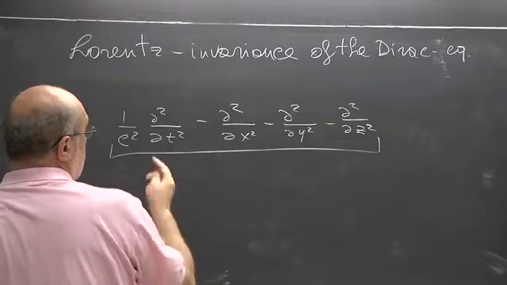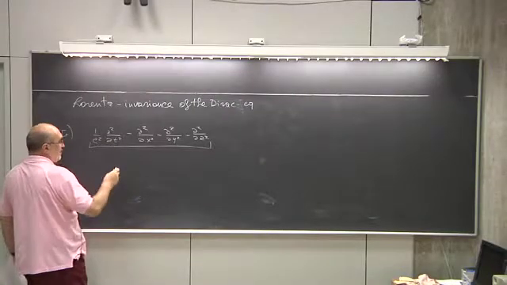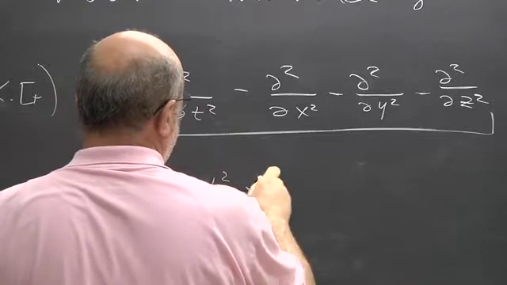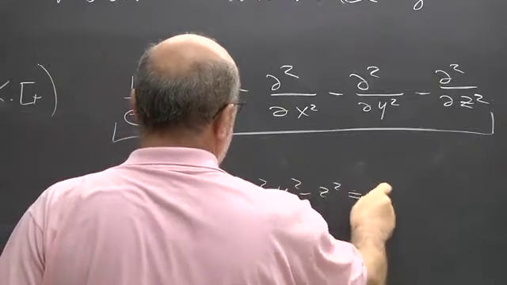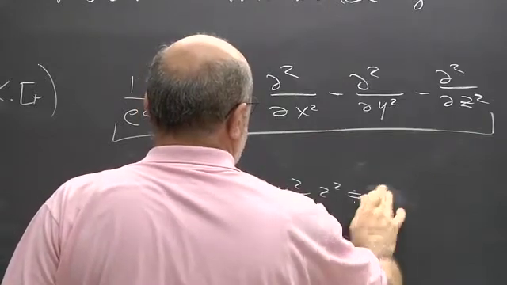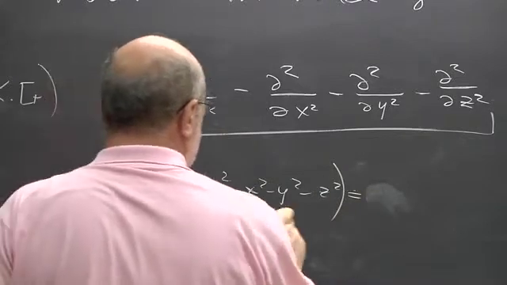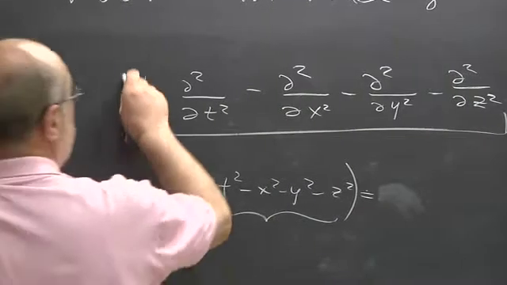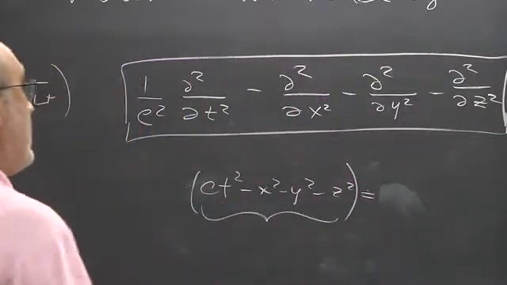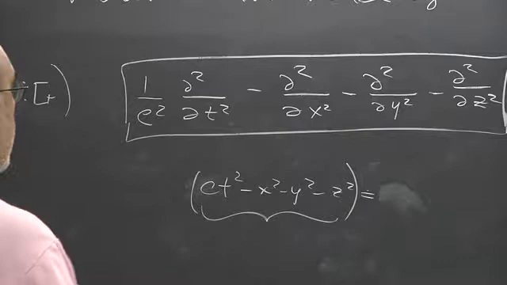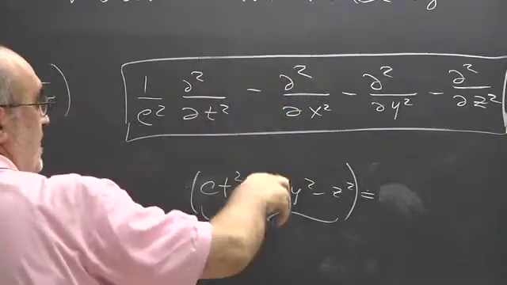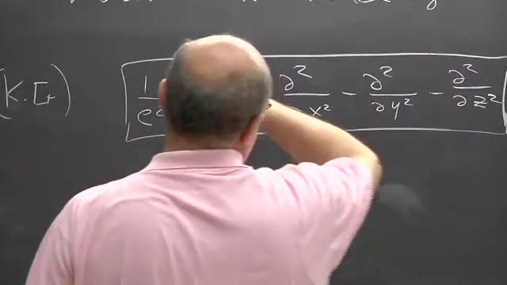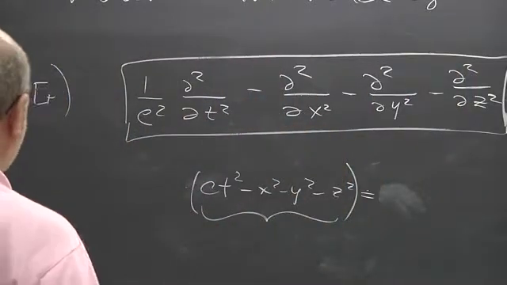Because this is nothing else than the derivative analog of an object we knew, which was basically ct squared minus x squared minus y squared minus z squared. This is the invariant distance, and we know that it is left invariant by a Lorentz transformation that we did already at the beginning. The derivative just transforms in a different manner, with the contravariant things, but this object is also relativistic invariant.